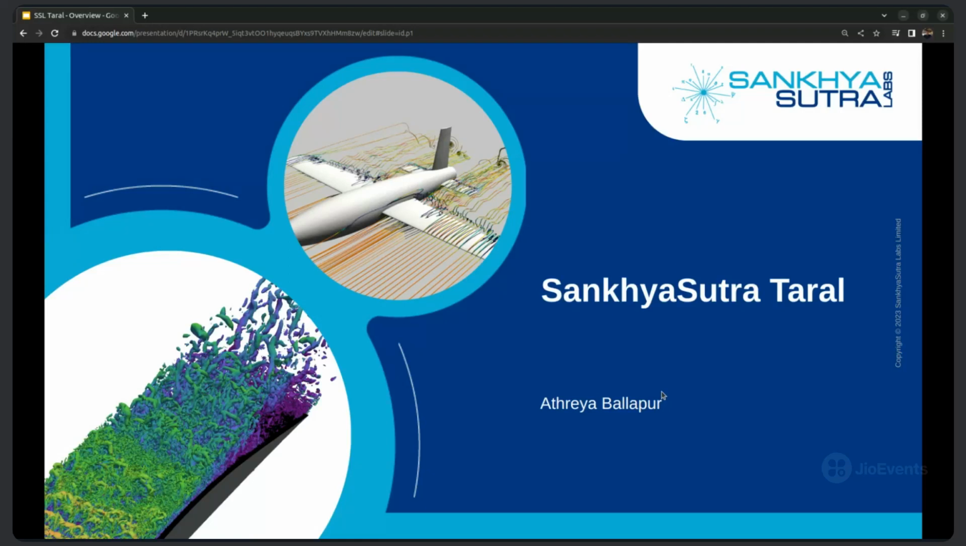Of our in-house LBM tool called Sankhyasutra Taral, and I will tell you what its salient features are, how you can use it, and through a demonstration towards the end, I will show you how to run simulations for any kind of CFD application that you have.